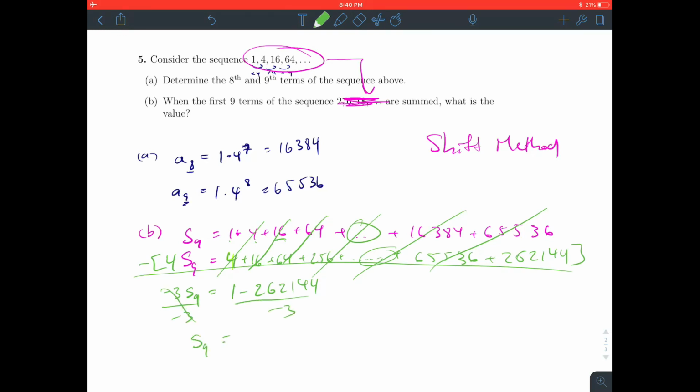That gives us s sub 9 is equal to, let's do the math on our phone here. Gotta use parentheses here if we're gonna use our calculator. So 1 minus 262144, close parentheses, divided by negative 3 gives us 87,381.